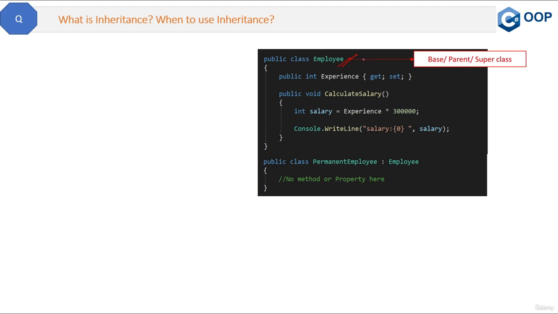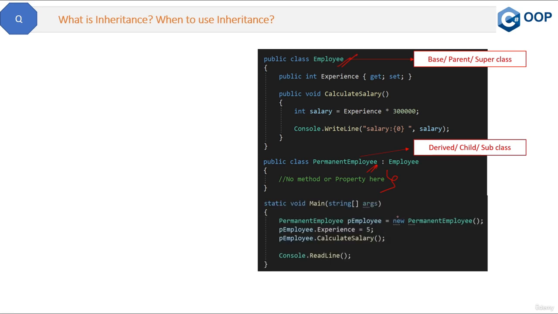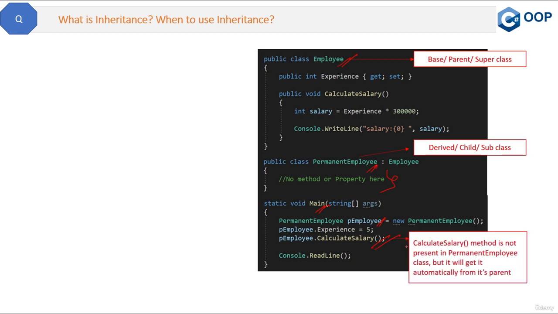Then we have this permanent employee class, which is a child class. Again, derived, child, and subclasses are the same things. Now notice that the permanent employee class does not have any method or property inside it. But still, when we create the object of the permanent employee class inside this main method here, the permanent employee object is automatically getting this calculate salary method and it is not giving an error. So it is saying that the calculate salary method is part of this permanent employee class object.